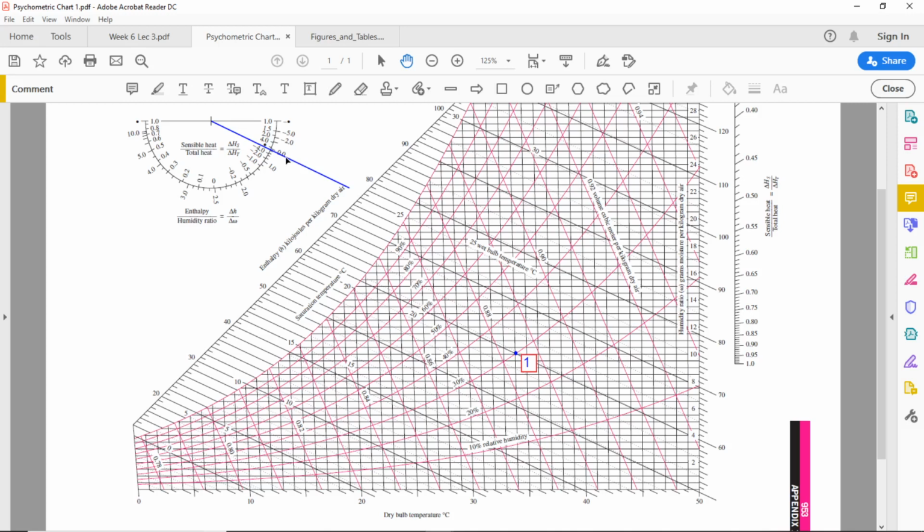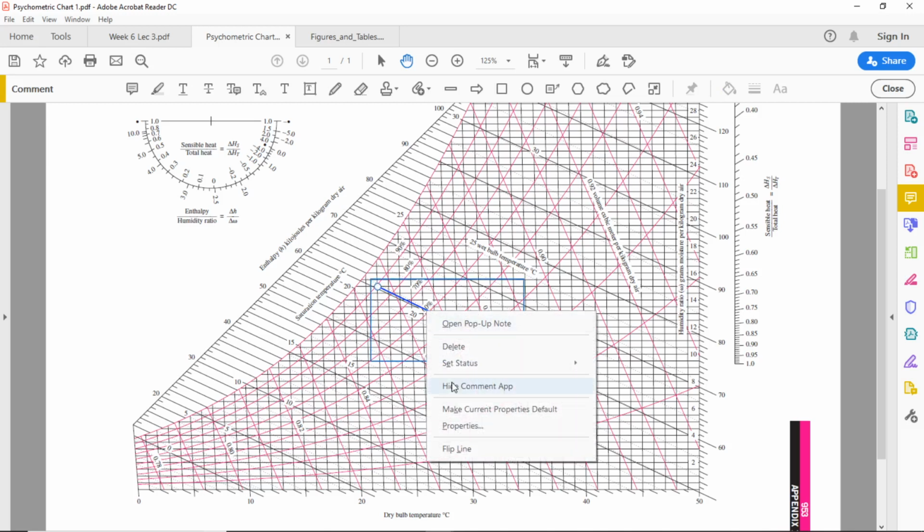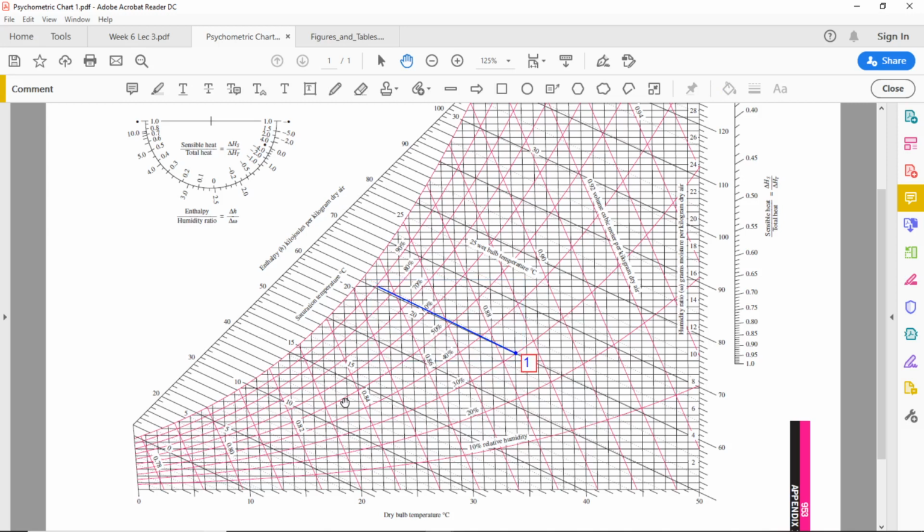So I can just simply take it over here. And that will be the process line, and it shows humidification as well as a decrease in the dry bulb temperature.